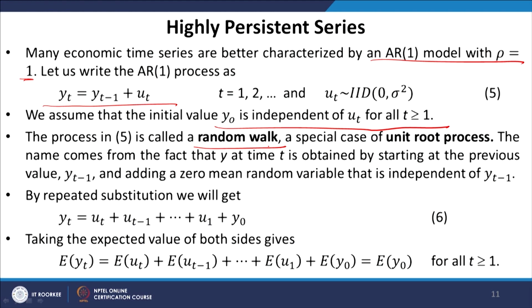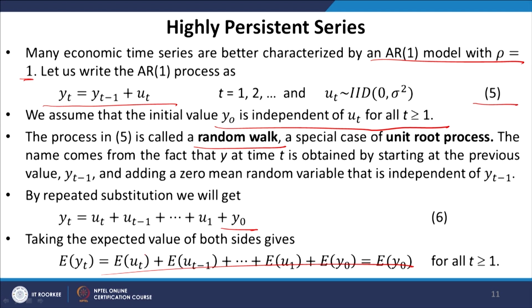If we remove that randomness, my current observation would be exactly equal to my previous observation. The entire movement in y t is caused just by the random term, that is the disturbance term, and that is why it is called a random walk process. By repeated substitution in equation 5, we get y t expressed as u t plus u t minus 1 plus and so on, up to u 1, and the initial value, which is y naught. Taking the expected value of both sides, I will have this equal to the expected value of y naught.